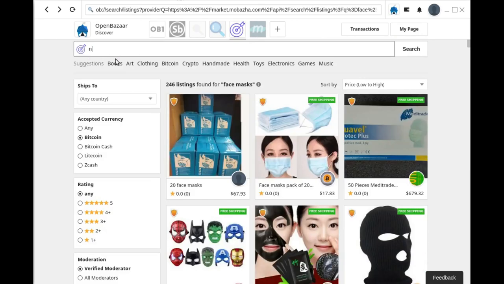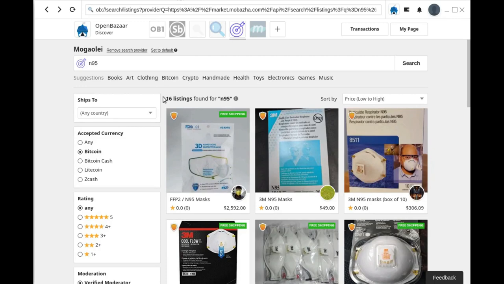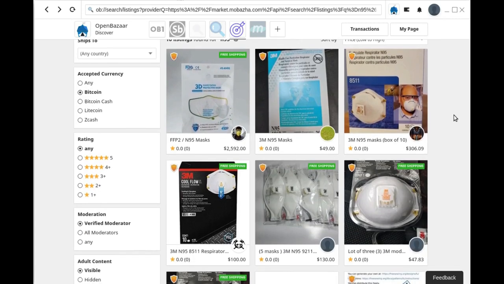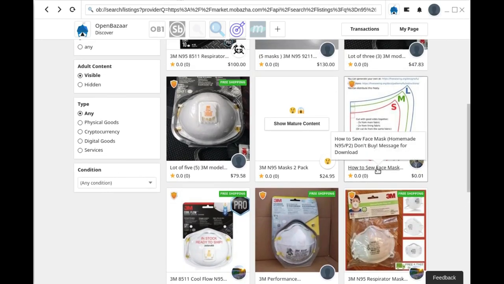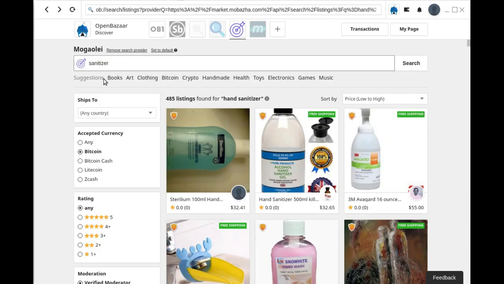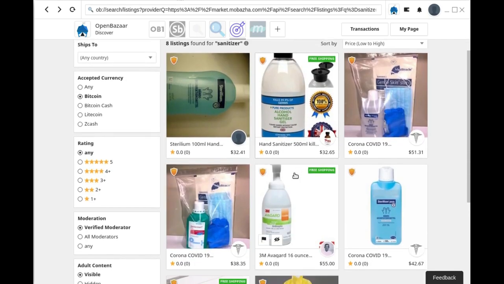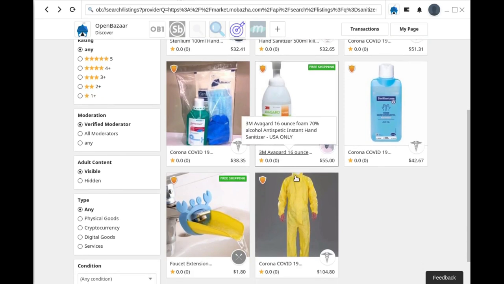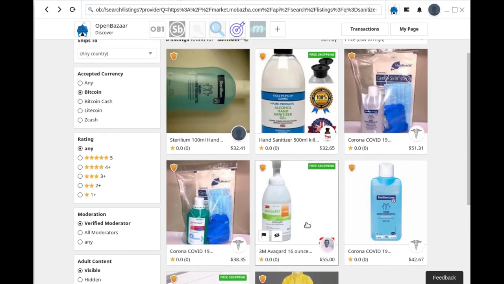Let's narrow down this search to N95 specifically and see how many there are. So there are 16 listings for N95 masks with verified moderators right now. One of them looks like instructions for how to sew your own, which is kind of neat. All right, let's look up sanitizer to see how many hand sanitizer listings are available. All right, looks like there are 8 for sale right now. There's also a pandemic protection coverall suit as well.